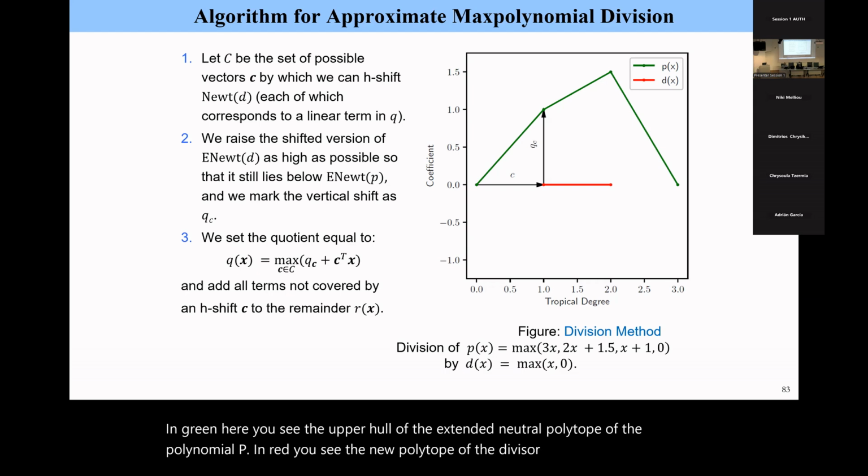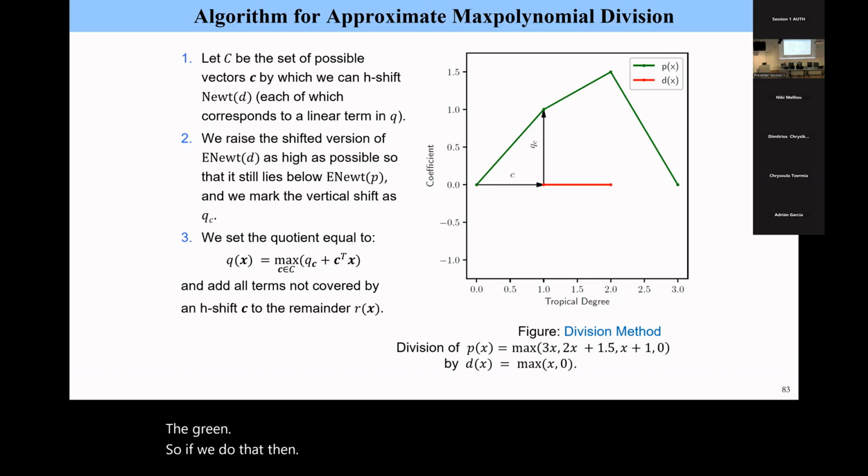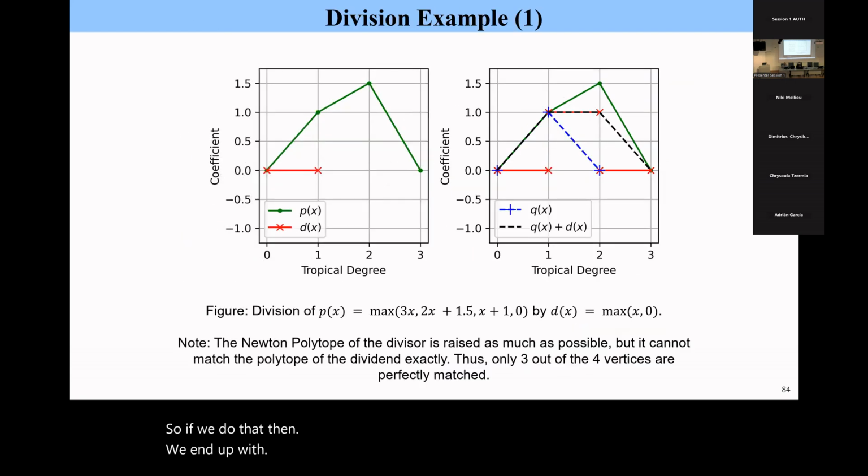So what we do is we shift horizontally and vertically the divisor polynomial all the way up, as high as possible, but we stay below the green upper hull. If we do that, then we end up with a quotient. Here, for example, we see two examples.